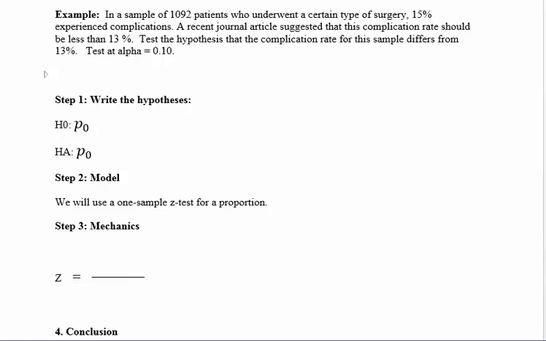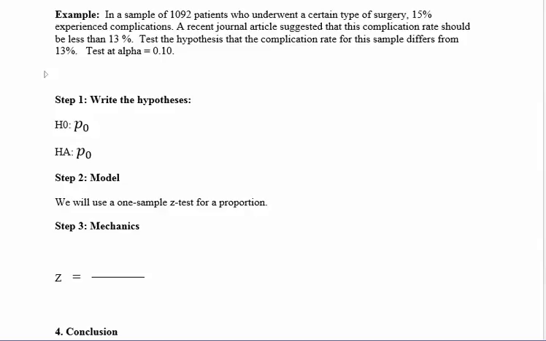In a sample of 1,092 patients who underwent a certain type of surgery, 15% experienced complications. A recent journal article suggested that this complication rate should be less than 13%. Test the hypothesis that the complication rate for this sample differs from 13%. Test at alpha equals 0.10. We know that n equals 1,092 and p hat is 0.15.